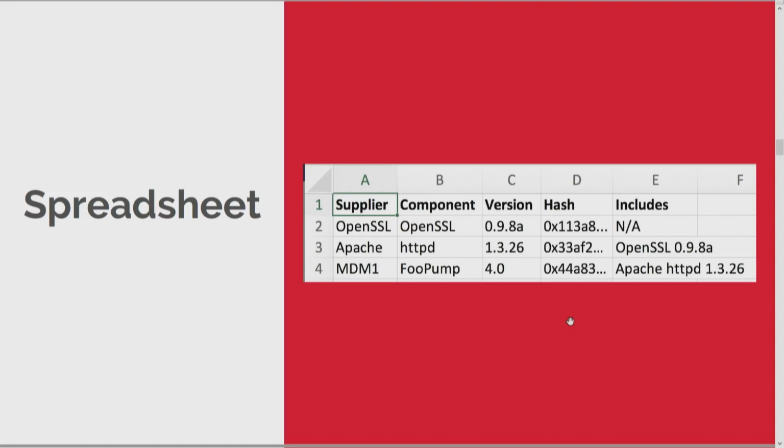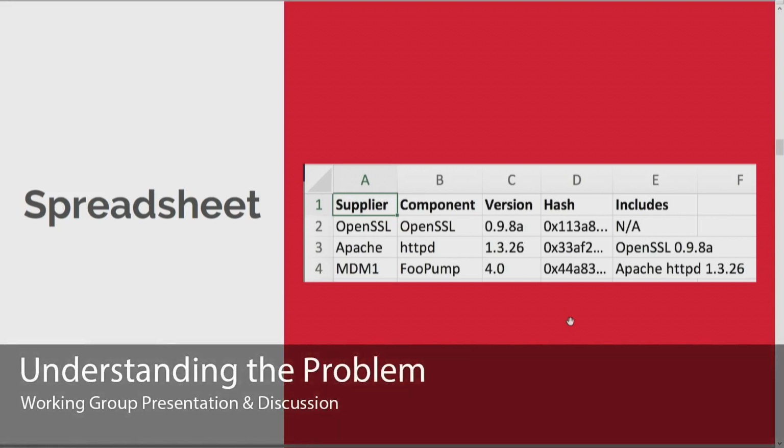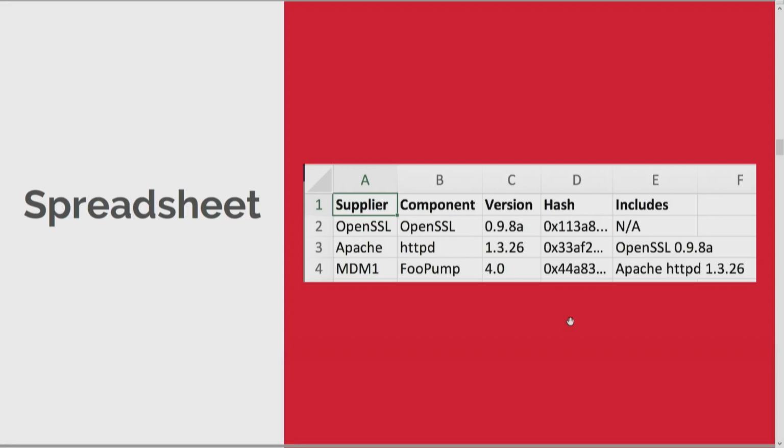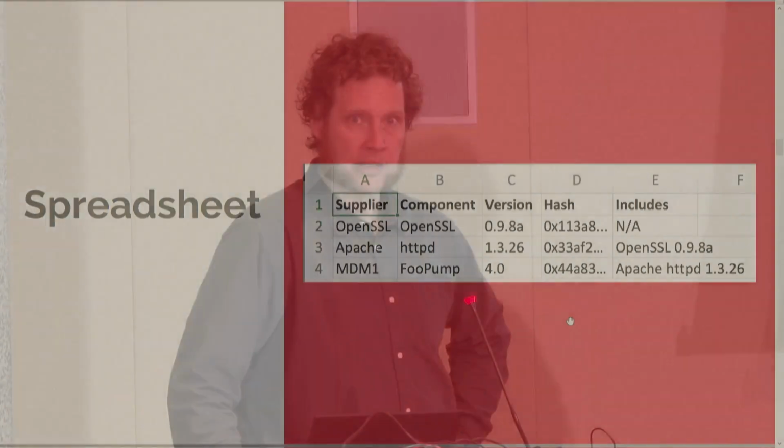As we touched on earlier, this has the 5-tuple now of the supplier name, the component name, a version, a hash, which I made up, and a relationship. And I just picked one basic relationship here. It includes something else. What this is trying to tell you is the supplier name medical device manufacturer 1 makes something called FooPump, version 4.0. It has Apache in it, and Apache has OpenSSL in it. And OpenSSL is just OpenSSL, right? It's a very, very small chain of three nodes, okay? And all the examples are going to use the same toy example.